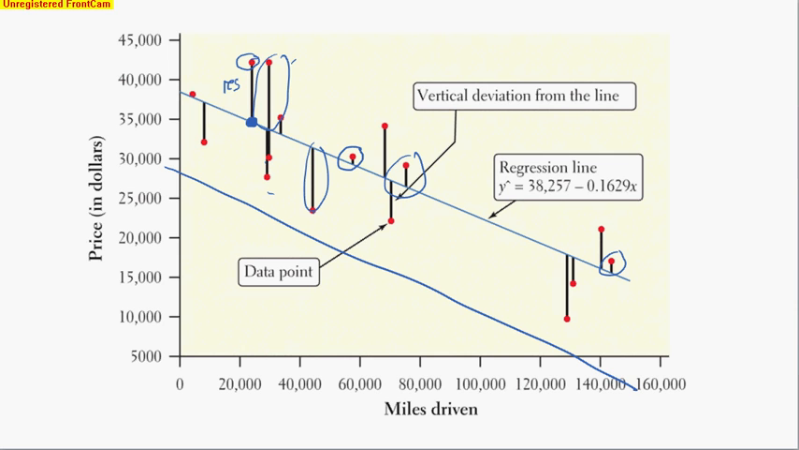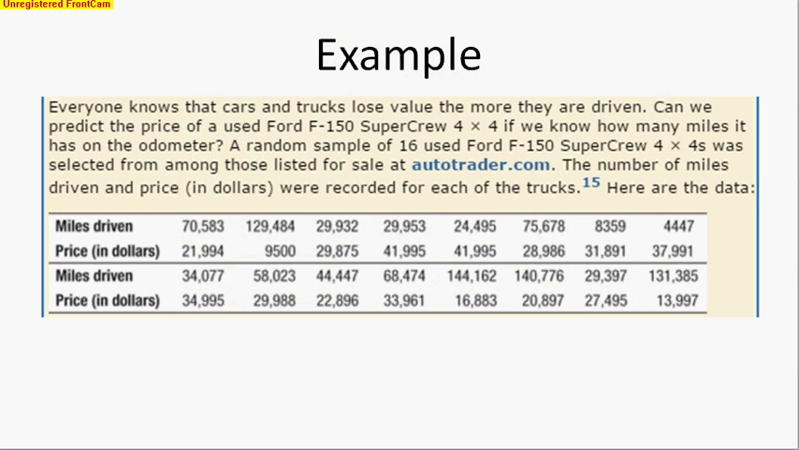All right, let's explore this problem a little bit more. Here's the example in words. Everyone knows that cars and trucks lose value the more they are driven. Can we predict the price of a used Ford F-150 Super Crew 4x4 if we know how many miles are on it? A random sample of 16 used F-150s was taken, and here's the data below. We have the miles of each car, and we have the price of each car. So we can make a scatter plot.